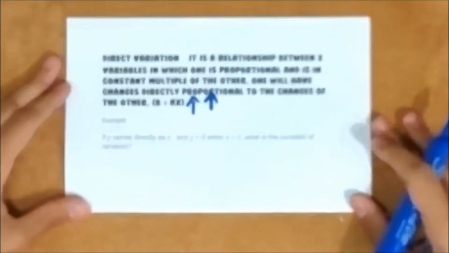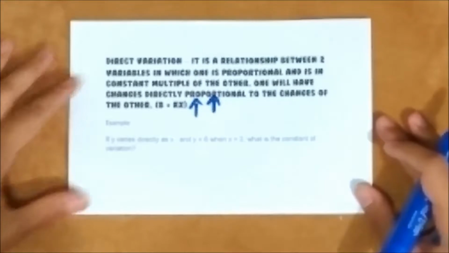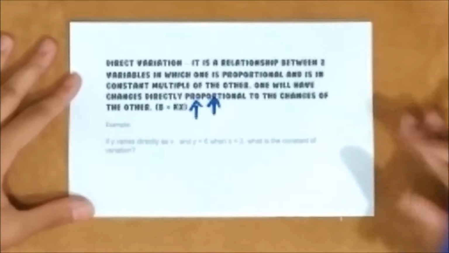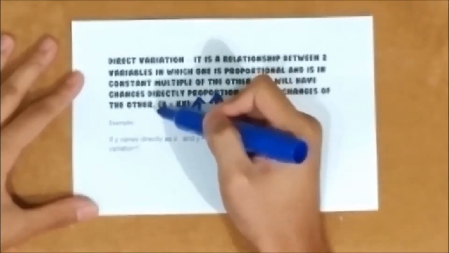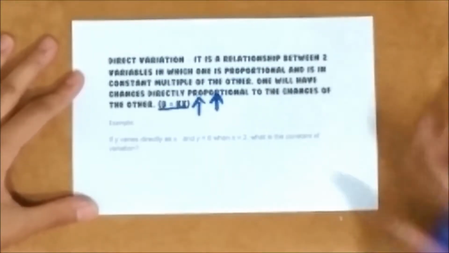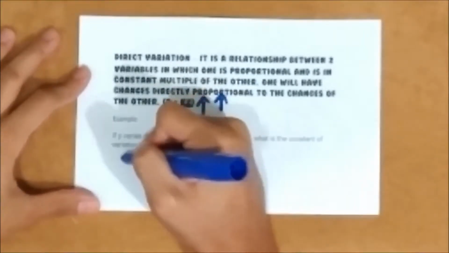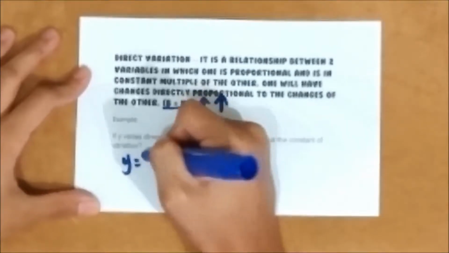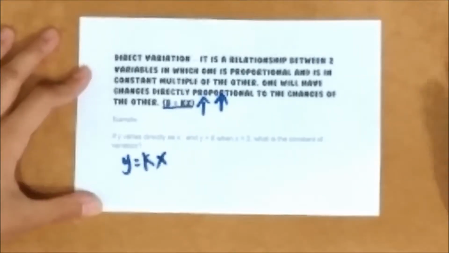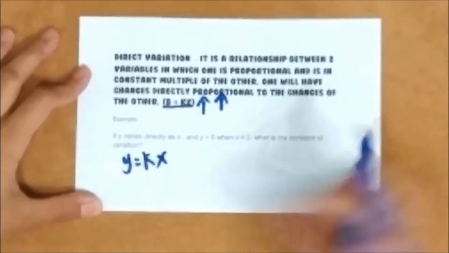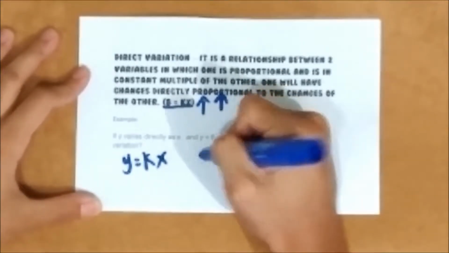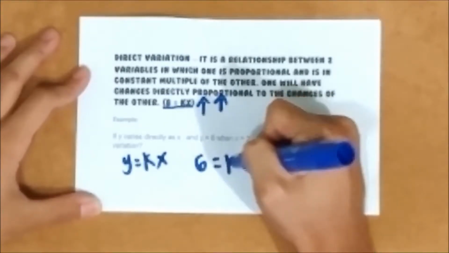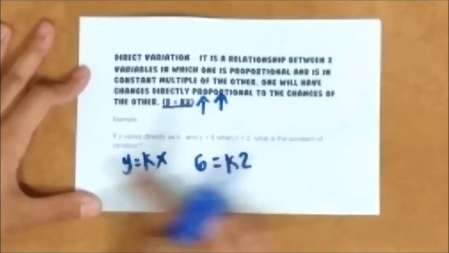For example, if y varies directly as x and y is 6 when x is 2, what is the constant of the variation? Let's analyze and let's use this way of writing it. If y varies directly as x, let's just put a k here. There, y varies directly as x, and y is 6. Substitute 6 when x is 2, with the k. What is the constant of the variation?